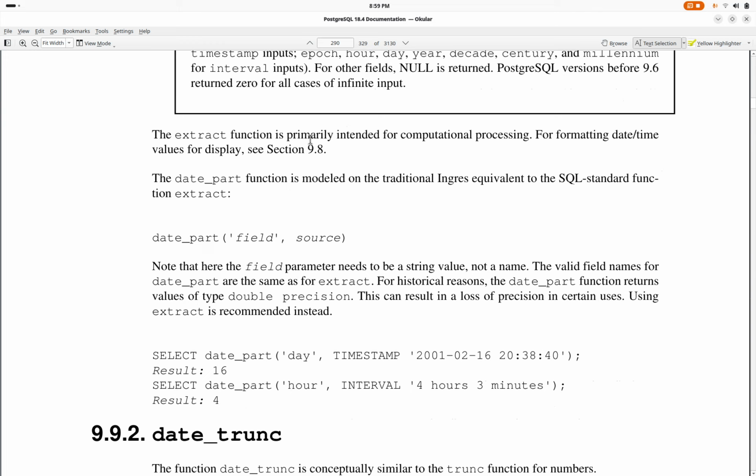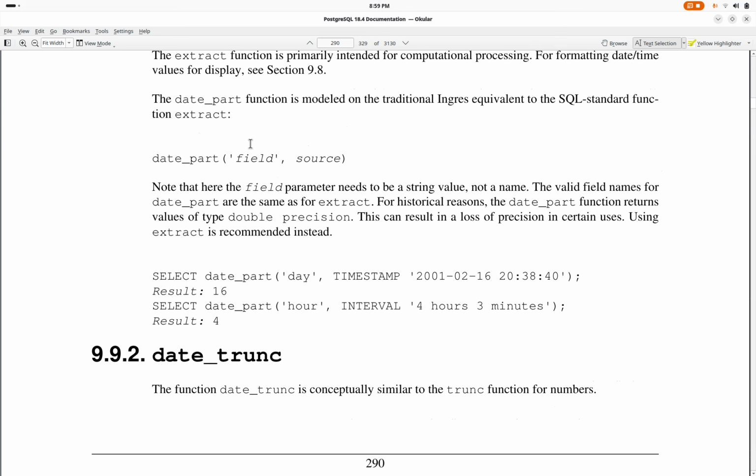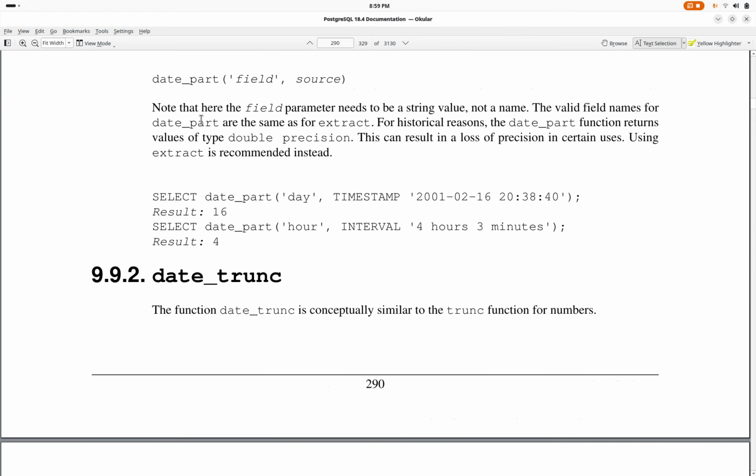The extract function is primarily intended for computational processing. For formatting date and time values, we have covered this, section 9.8. The date part function is modeled on the traditional Ingres equivalent of the SQL standard function extract. Date part will take a field and a source. Note that here the field parameter needs to be a string value, not a name. The valid field names for date part are the same as for extract.